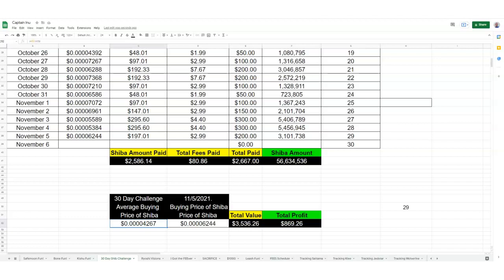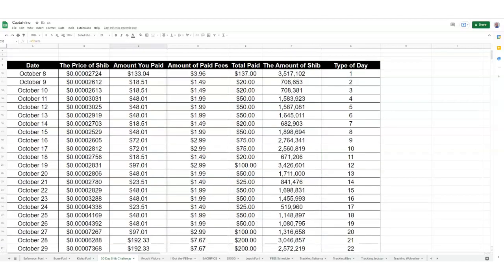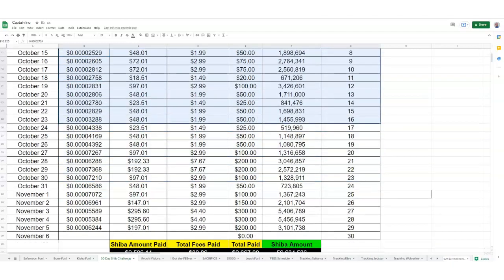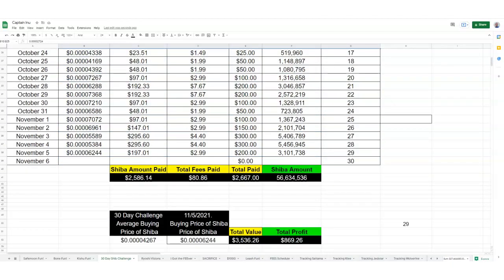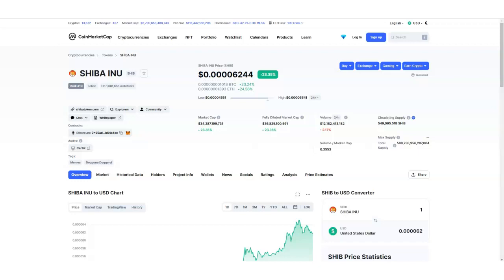And so we're actually doing pretty good throughout the 30-day challenge, and you are doing pretty good, because if you were buying early here, you should still be in profit land. And you know what? The price is on the move, in my opinion.